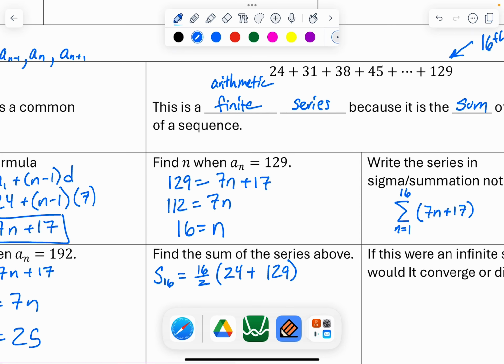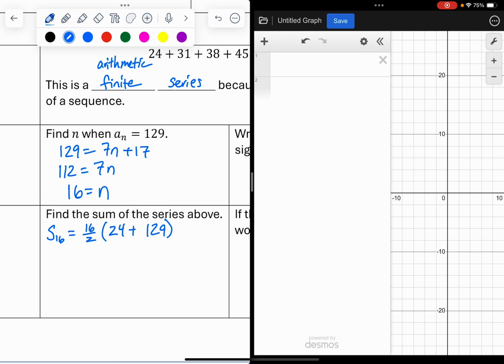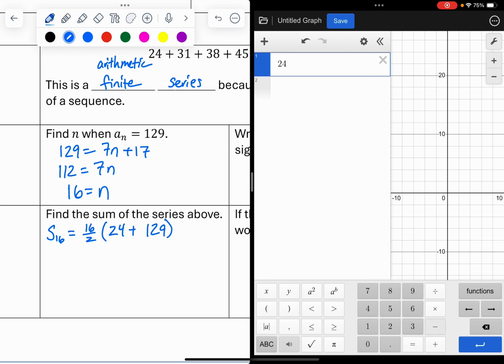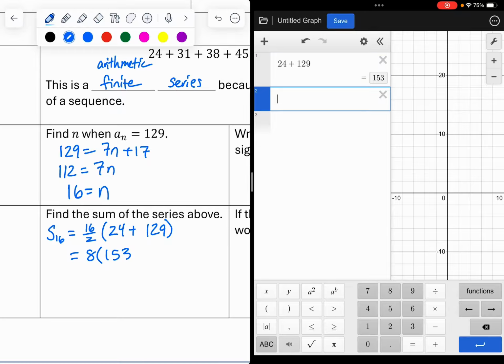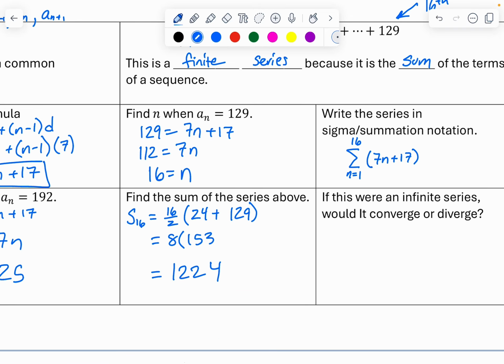Okay, come back, Desmos. Okay, so 24 plus 129 is equal to 153. So now I need to do 8 times 153. Did you see where I got that? 8. So 153 times 8 is equal to 1,224. So the sum, if I were to write out all these numbers in this series and then add them all up, it would equal 1224.